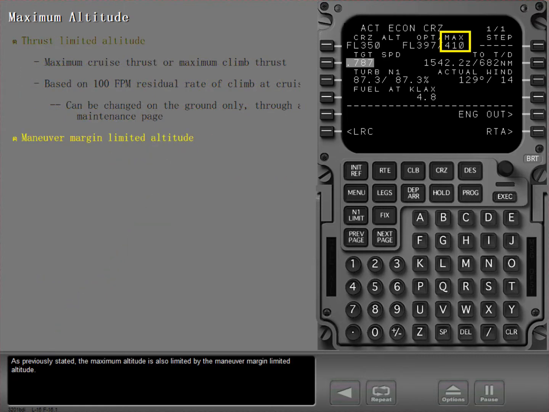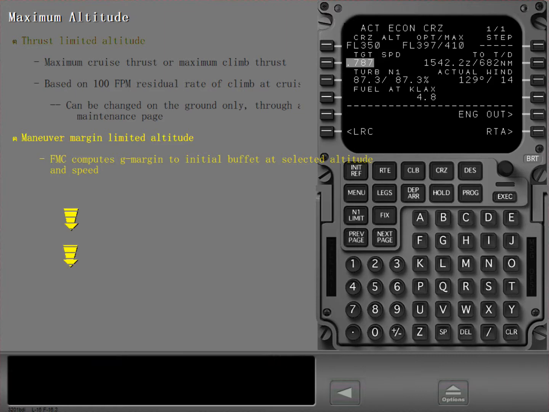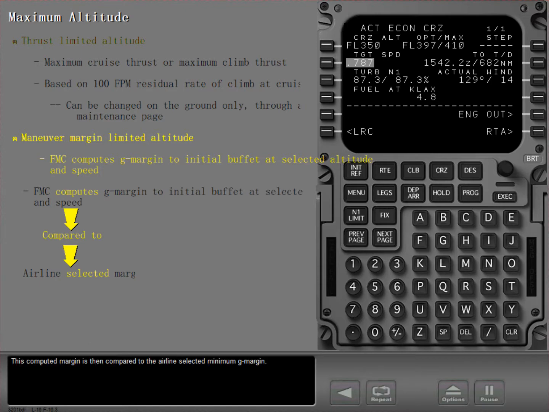As previously stated, the maximum altitude is also limited by the maneuver margin limited altitude. The maneuver margin limited altitude is determined by computing the G margin to initial buffet at the selected altitude and speed. This computed margin is then compared to the airline selected minimum G margin. The default for the airline selected maneuver margin is 1.3 Gs.